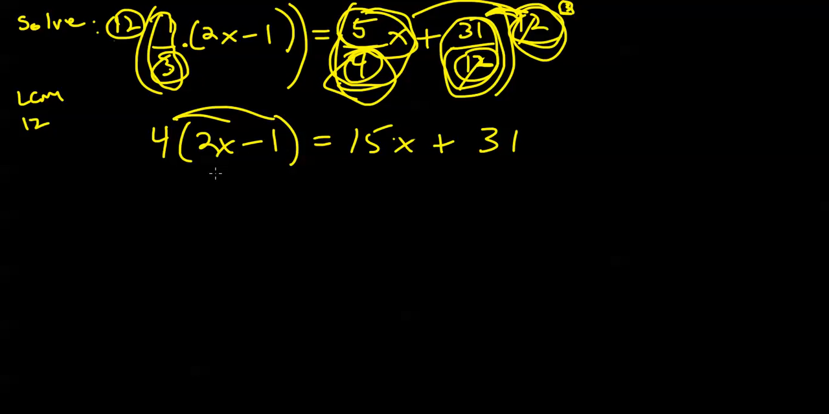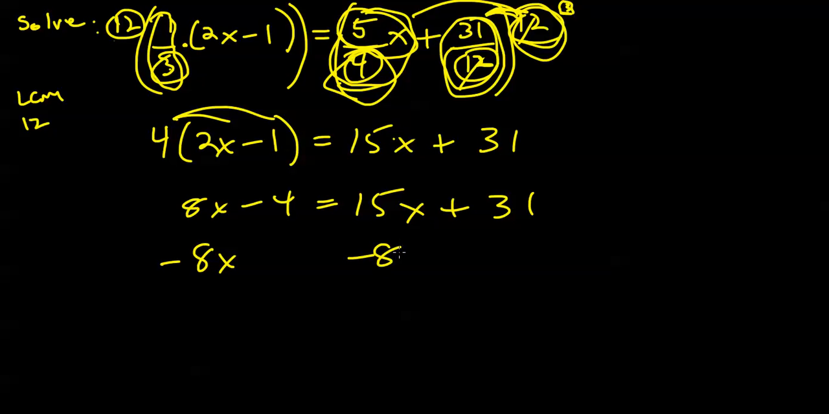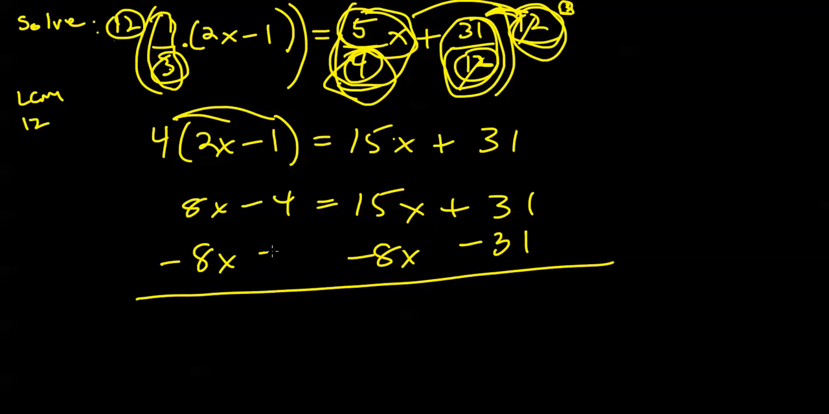Alright, so now applying my distributive law on the left-hand side, I get 8x minus 4 equals 15x plus 31 on the right. Alright, I suppose I might subtract 8x from both sides. That'll give me an x residue on my right-hand side, and if I'm going to do that, I would probably subtract 31 from both sides. Alright, that will give me a result of minus 35 on the left-hand side equals positive 7x on the right-hand side.